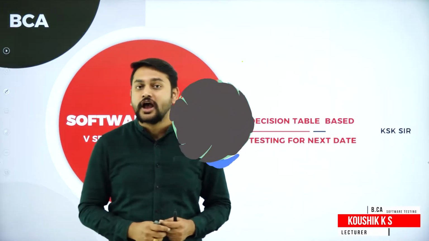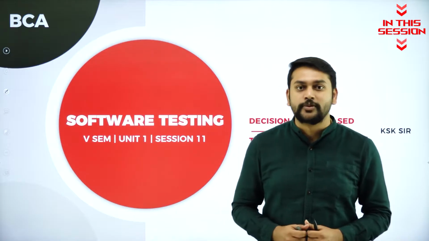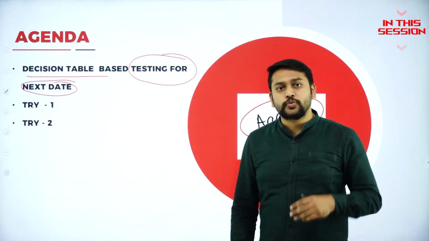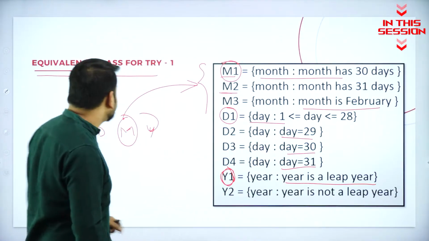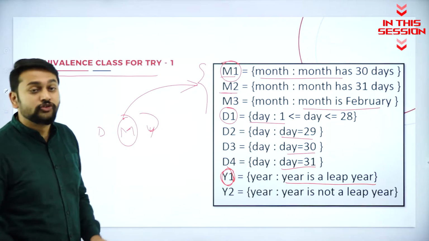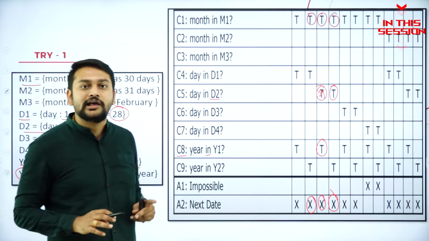In today's session, I will be discussing the decision table with respect to the next date problem. When it comes to this problem, we will have 3 tries. This is what I will call an equivalence class. For try 1, we can calculate the next date even if it is not a leap year.